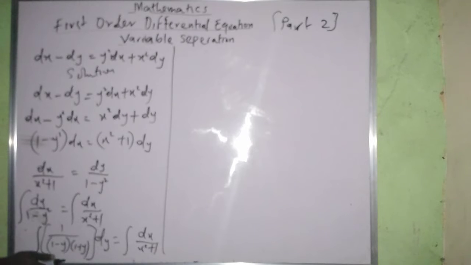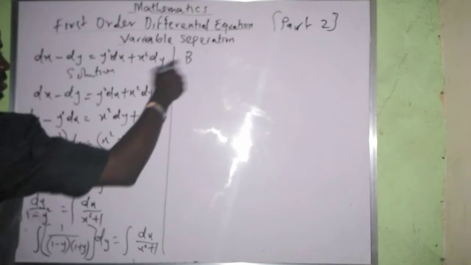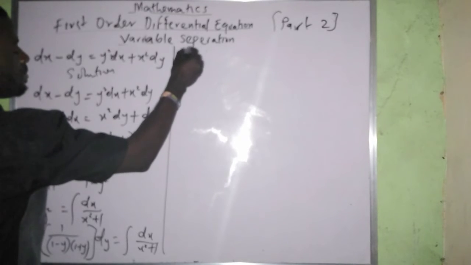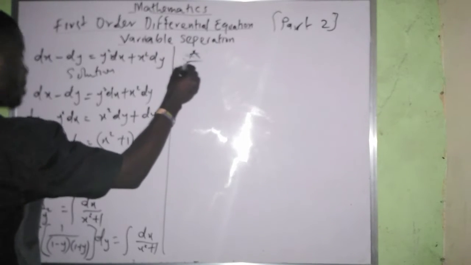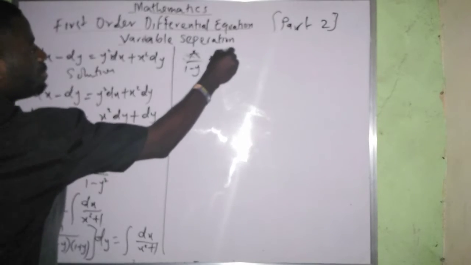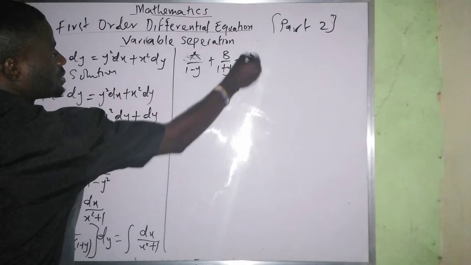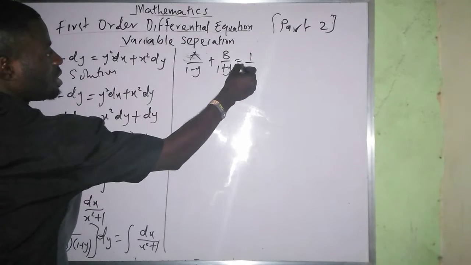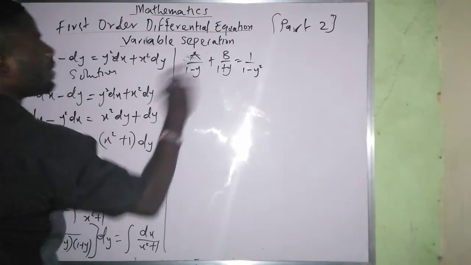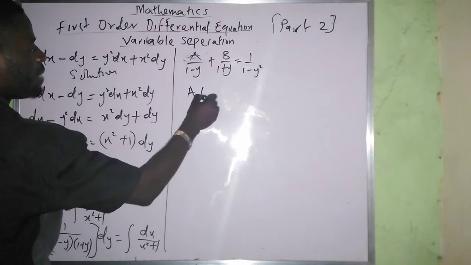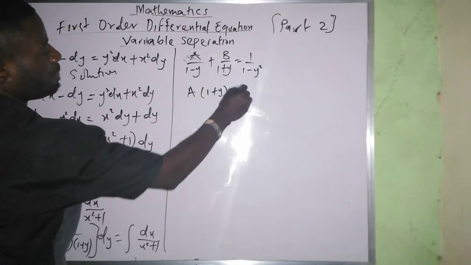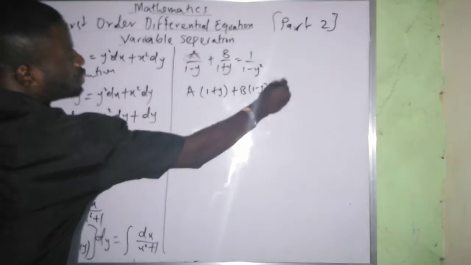Now, I can run through partial fraction here. Let me quickly run through it: A all over 1 minus y plus B all over 1 plus y equals 1 all over 1 minus y squared. If I do this, I'll be having A bracket of 1 plus y plus B bracket of 1 minus y equals 1.